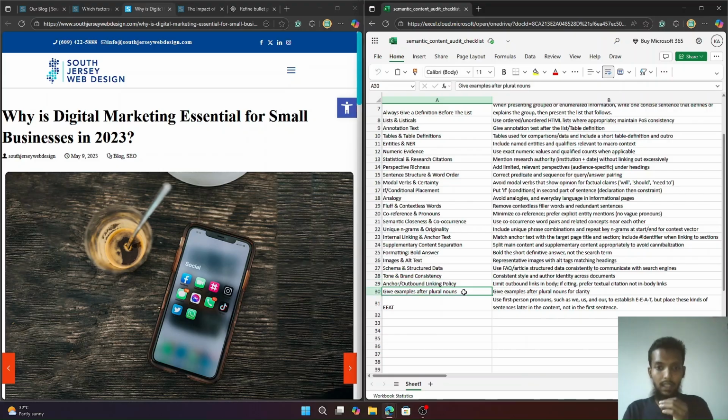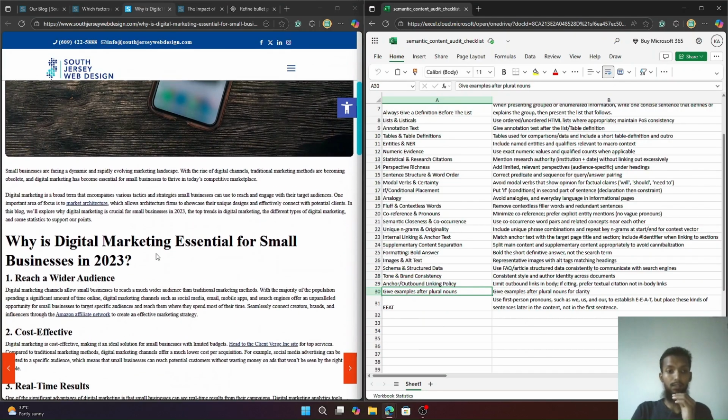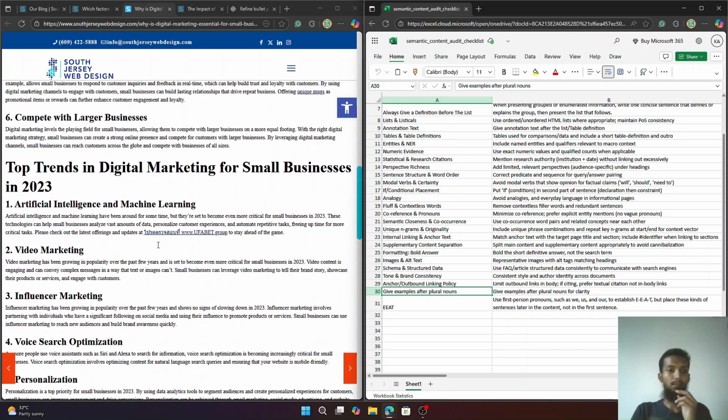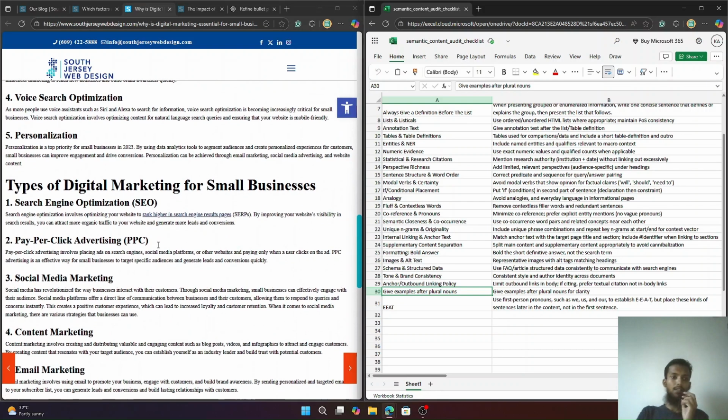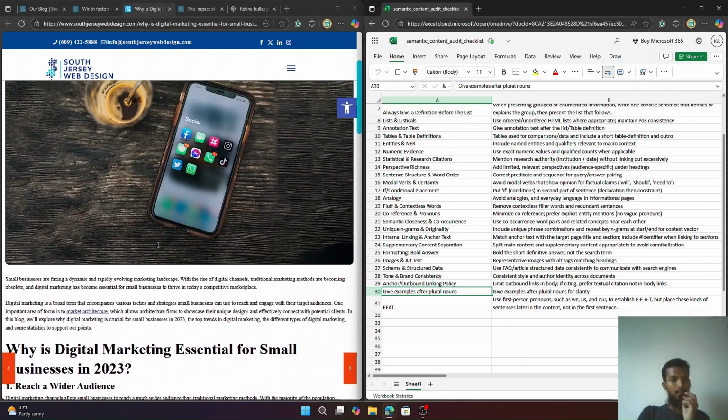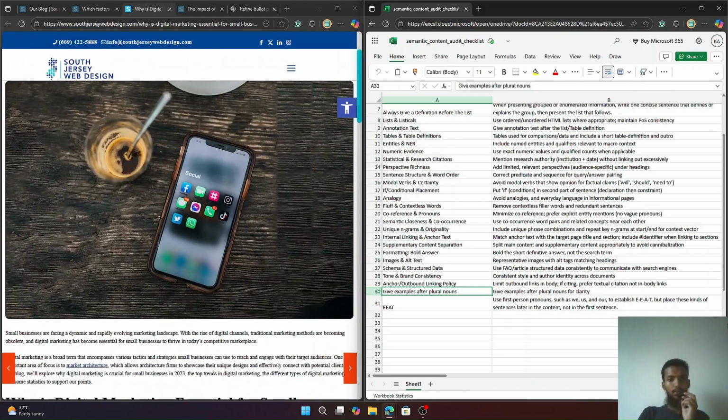The next one is give examples. For example, if you are talking about multiple types of flowers, then you have to give some examples of what flowers you are talking about, or what animals you are talking about. So when it comes to plural nouns, try to give examples. I don't think this is necessary in this article, but just to give you an idea.